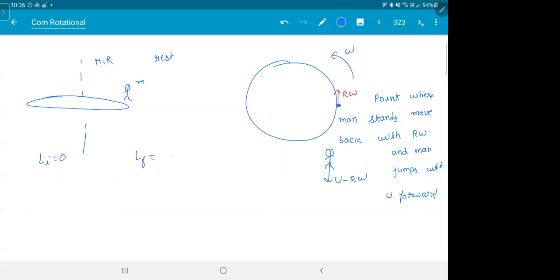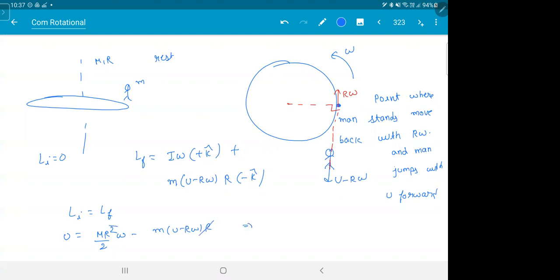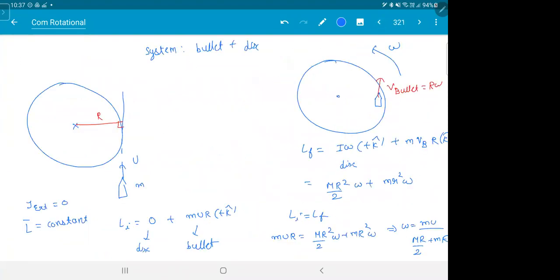So what is L final? I omega k cap plus mass of the man, speed is u minus r omega, perpendicular distance r, minus k cap. So this is the perpendicular distance. And we know L initial is equal to L final. L initial is 0. I is MR square by 2, omega, minus m into u minus r omega into r. When r goes out, you end up with mu by MR by 2 plus mr. If you see, you get the same answer as this.